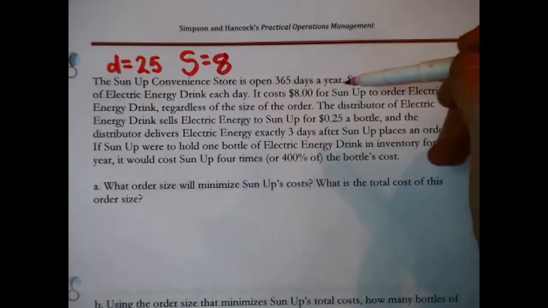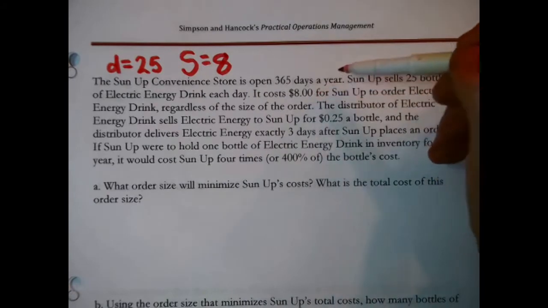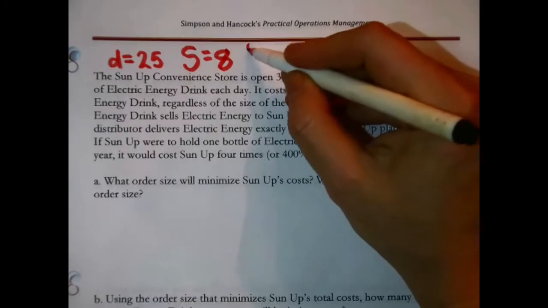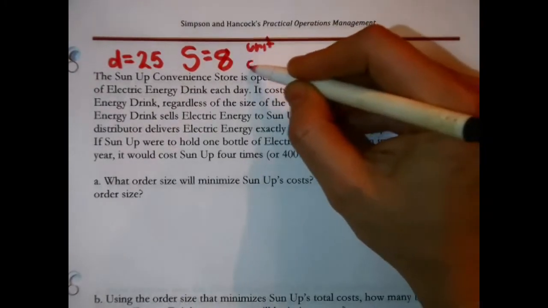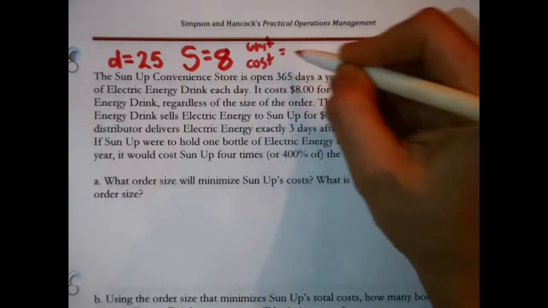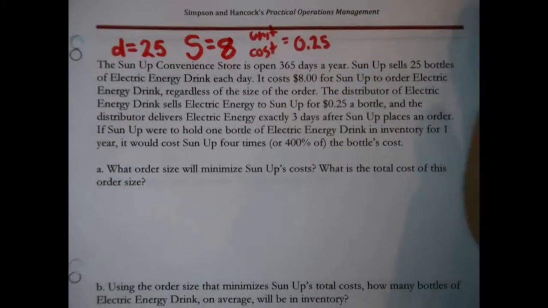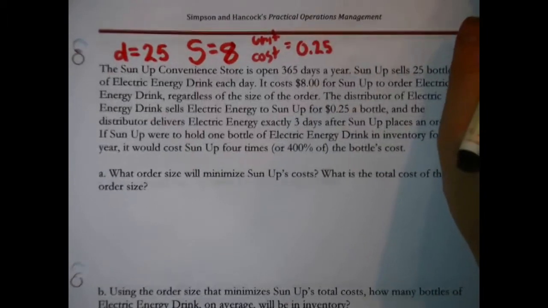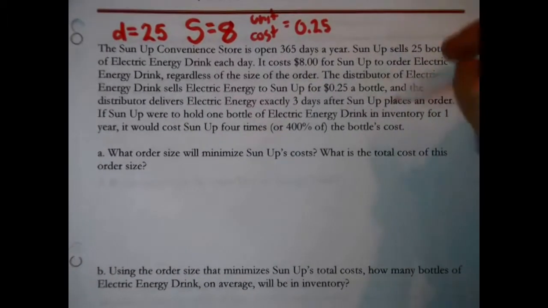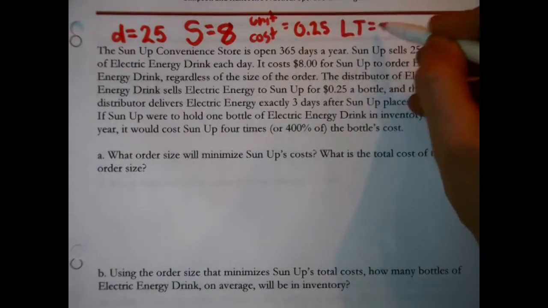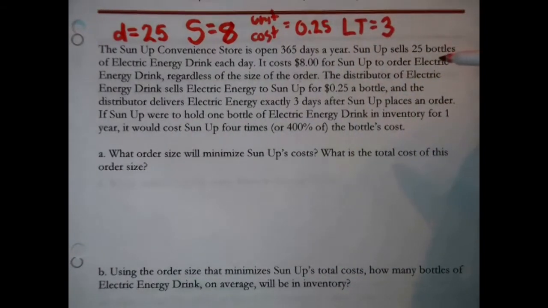Doesn't matter whether you order a lot or a little, it's always $8. The distributor of electric energy drink sells electric energy to Sunup for 25 cents a bottle. Okay, now that's interesting. Unit cost, I'm just making a note of that, is 25 cents. And the distributor delivers electric energy exactly 3 days after Sunup places an order. Lead time equals 3.